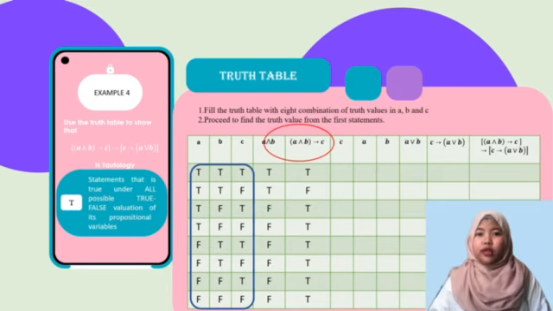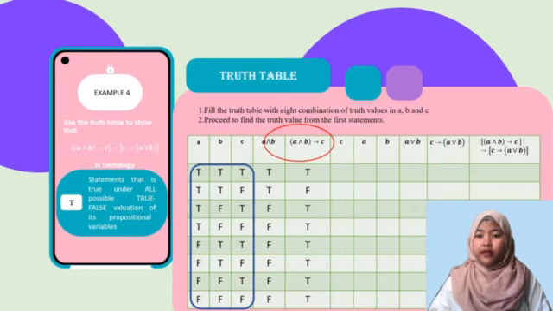Let's proceed to the last example. For this example, we need to use the truth table to show whether the statement above is a tautology or not. What is a tautology? A tautology is a statement that is true under all possible true-false variations of its propositional variables. So from all the above statements, we need to see whether all the truth values in the last statement are all true.